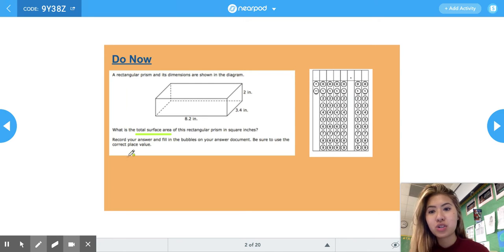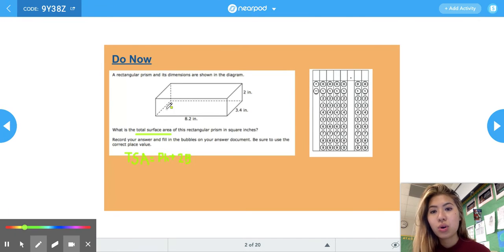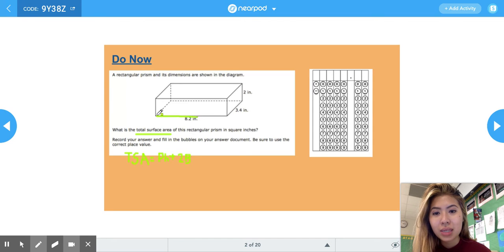So the first thing that I'm going to do is write out the formula for total surface area. And that is P times H plus 2 times big B, or uppercase B. And just as a review, the P stands for the perimeter of the base, and the capital B stands for the area of the base, or the base area. And so I also have to highlight the base.